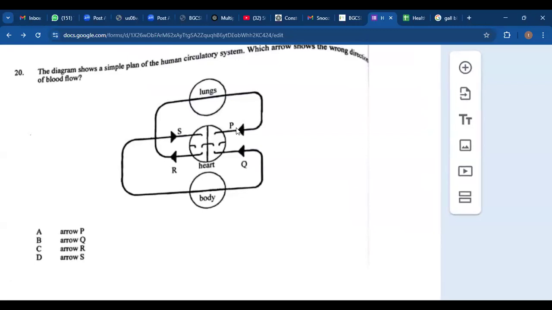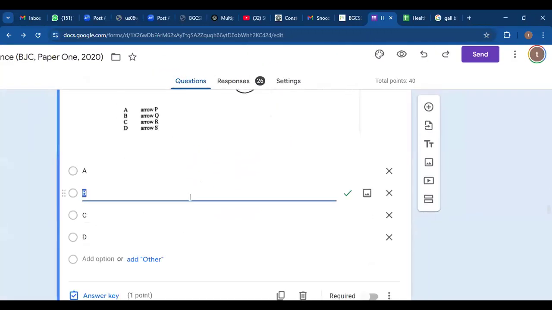Q, so that would be B. Wait, one second. No, that's wrong. I'm looking at this the wrong way. This is the heart. This is the body. Blood comes to the heart, leaves the heart to go to the lungs, and comes back to the heart. Where does this come from? Oh, it's Q. Q is wrong. It's supposed to leave the heart and go to the rest of the body.